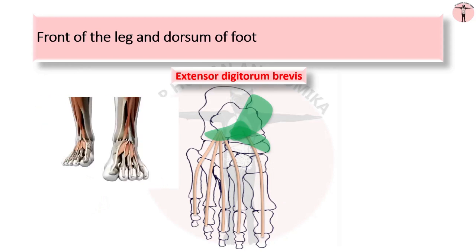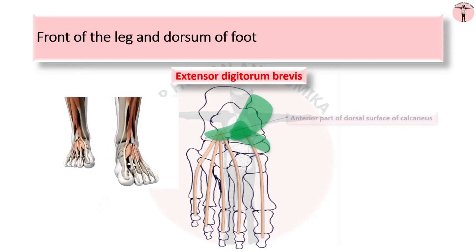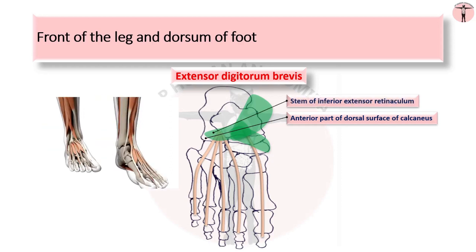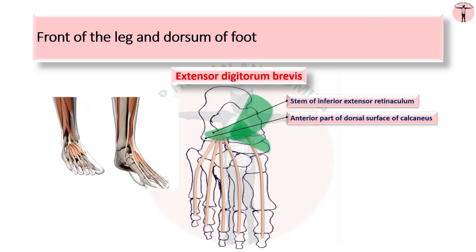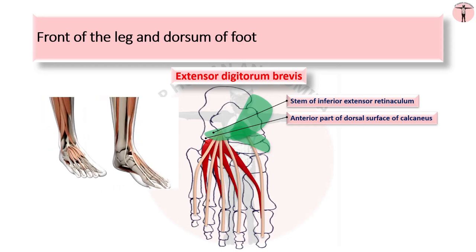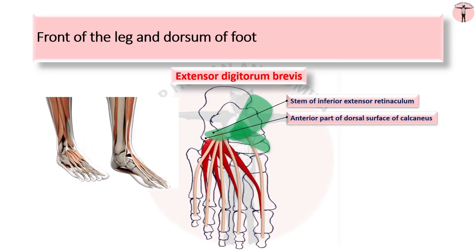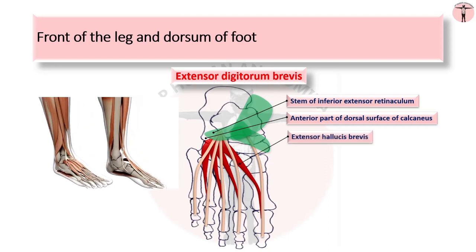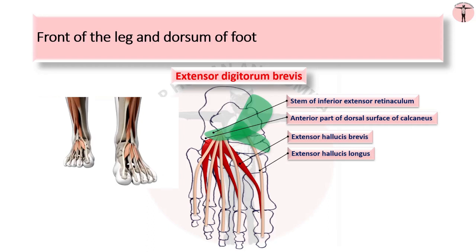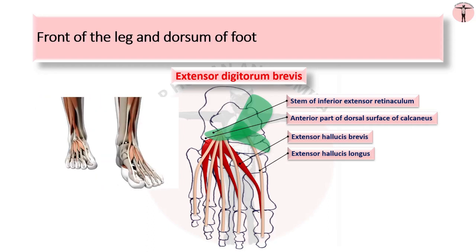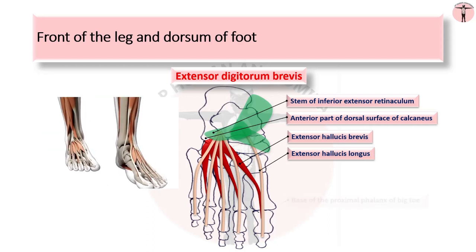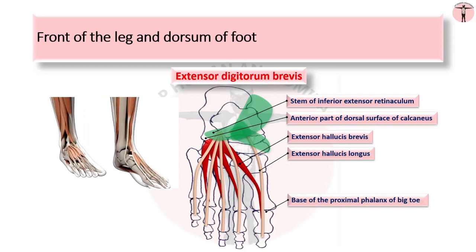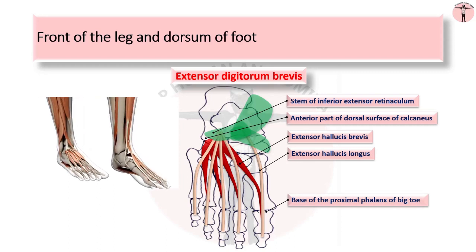Extensor digitorum brevis arises from the anterior part of the dorsal surface of the calcaneus and from the stem of the inferior extensor retinaculum. It forms 4 tendons for the medial foretoes. The most medial part forms the extensor hallucis brevis. Its tendon runs obliquely across the dorsum of the foot, joins with the tendon of extensor hallucis longus, and gets inserted to the base of the proximal phalanx of the big toe.